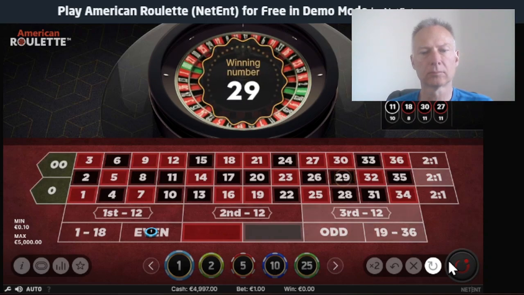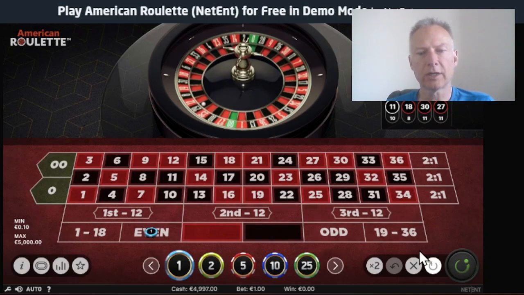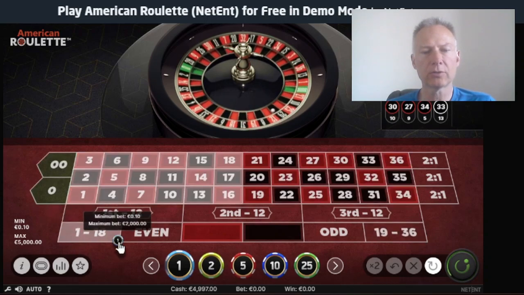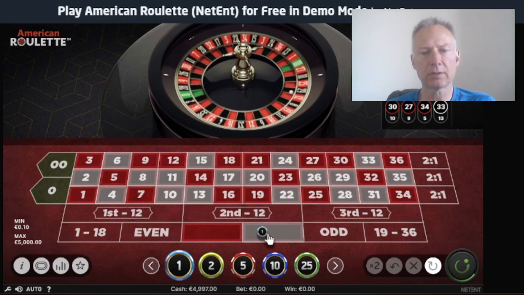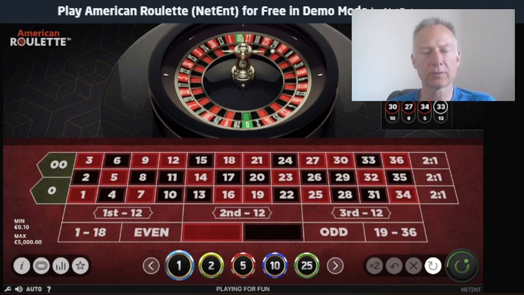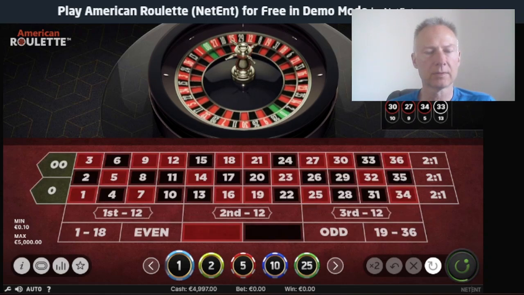The winning number is 29 black. 29, so I lost that particular bet. And whether I win or lose, I'm just going to keep betting that 1 unit on any of these even money bets. That's what's happening in this particular system.